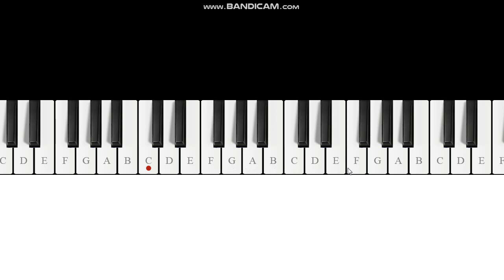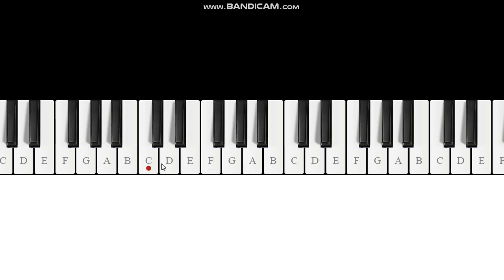Okay, so let's do C Mixolydian. I know the half steps are between 3 and 4 and 6 and 7. So I'm going to do that. 1, 2, 3, 4, 5, 6, 7, 8. The only difference here is the B was flattened. The 7 is flattened in Mixolydian. It's just very similar to major.